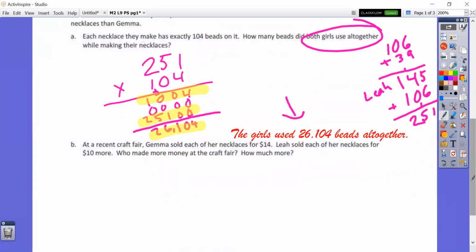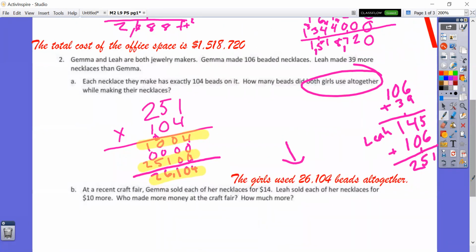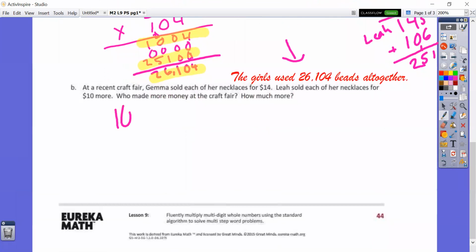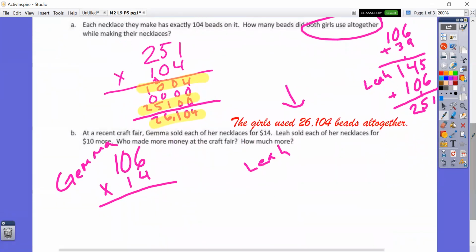Okay, so well, Gemma made 106 necklaces, and she multiplied that by 14. So I'm setting that up. Let me write this as Gemma. And then we have Leah, who, let's go back up, how many? She sold 39 more necklaces, and that was 145. And she sold them for $10 more.